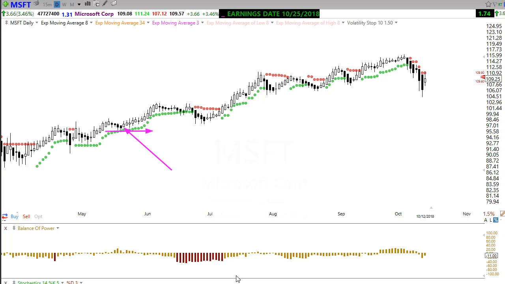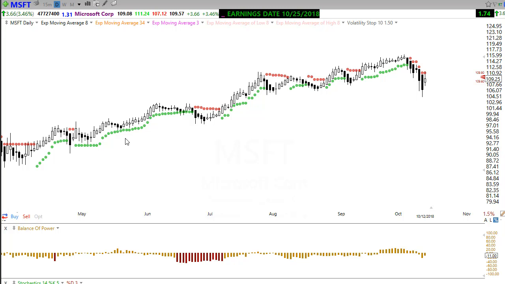But that's where I want to enter long trades. I want to enter long trades above the volatility stop, and I want to enter those trades very, very close to my exit, where I would be wrong. So I can plan a trade that has low risk in the position.